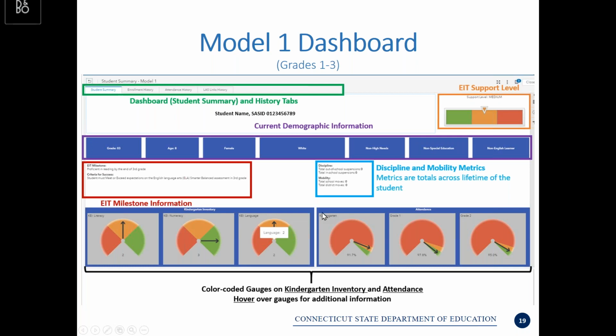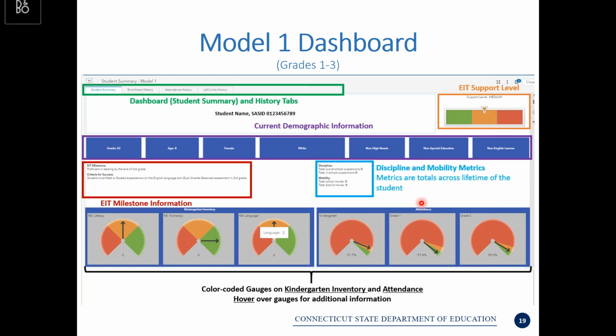In the purple box in the middle of the screen, we see current demographics. These are demographics taken from the most recent collection included in the EIT modeling. Think June. The red box, just below it, has EIT milestones and criteria for success. Think mile markers from Dave's slide. At the bottom, we have gauges, and the gauges for this model dashboard show kindergarten entrance inventory, literacy, numeracy, and language scores, and also attendance. All of these are color-coded with hovers showing the actual data.